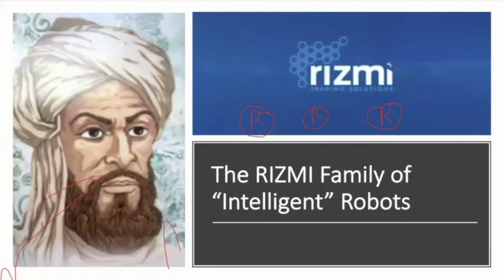And you just have to love this guy, okay? He is the father of algebra. He is the father of algorithm. And in the product RISMI, we really have something that symbolizes all this, because all of these are algorithms.